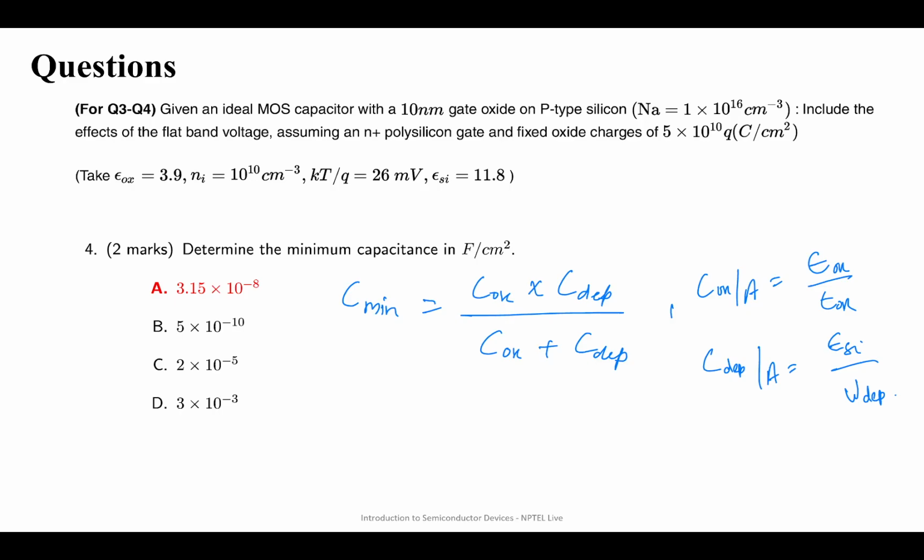So that is correct. It would be 3.15 10 to the minus 8. So you have to calculate your C depletion, which will be epsilon Si by W depletion, and C ox is epsilon ox by T ox. That will give you a C min, which is equal to C ox into C depletion divided by C ox plus C depletion. And you solve all of this, you will get 3.1 10 to minus 8 farad per centimeter square.